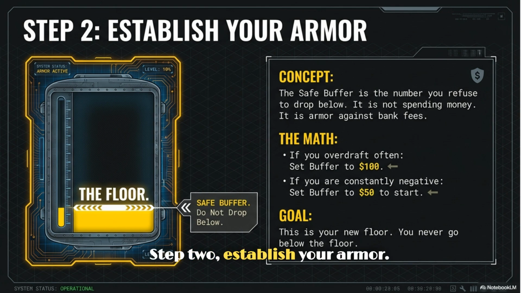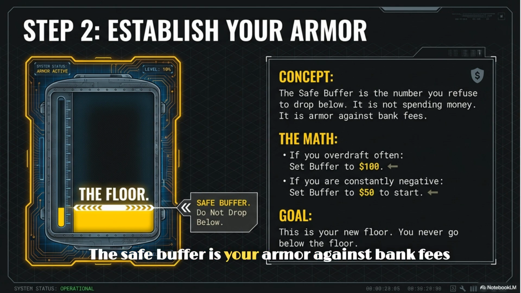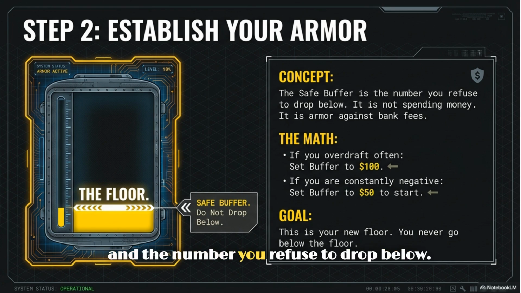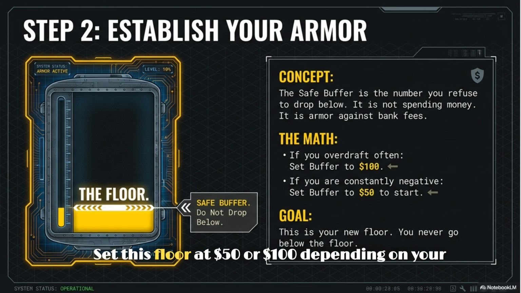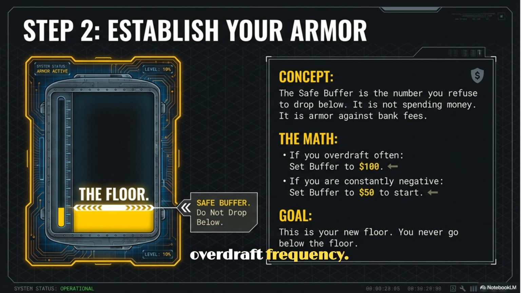Step 2. Establish your armor. The safe buffer is your armor against bank fees, and the number you refuse to drop below. Set this floor at $50 or $100, depending on your overdraft frequency.